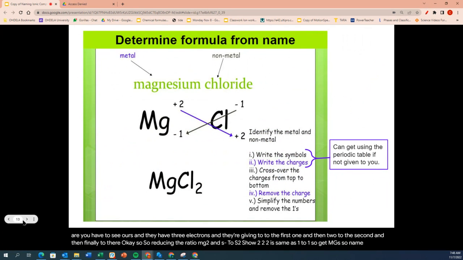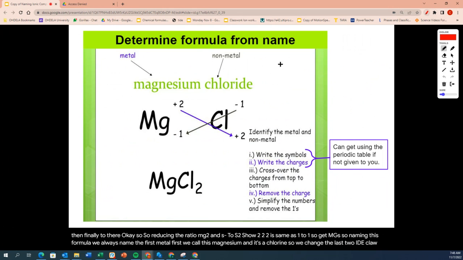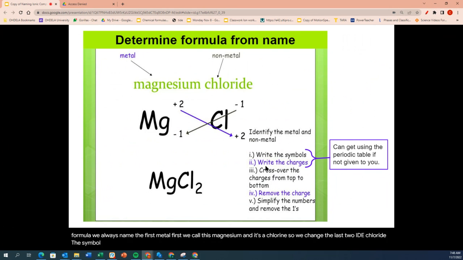So naming this formula, we always name the first metal first. We call this magnesium, and it's chlorine, so we change the last to IDE, chloride. Write the symbols, write the charges, cross over the charges, remove the charges, simplify, and remove the ones.